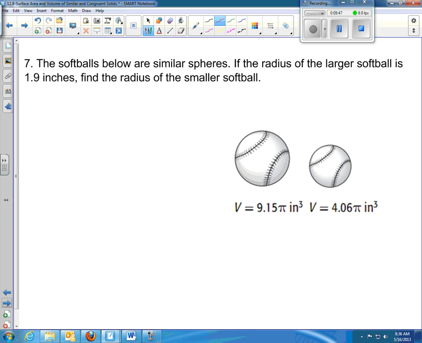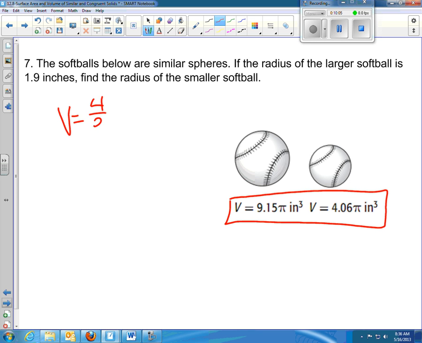All right, number 7. The softballs below are similar spheres. If the radius of the larger softball is 1.9 inches, find the radius of the smaller softball. Notice here, they give you the volumes of each of them. Think about the volume of a sphere, which is 4/3 pi r cubed. All right, that one's yours.